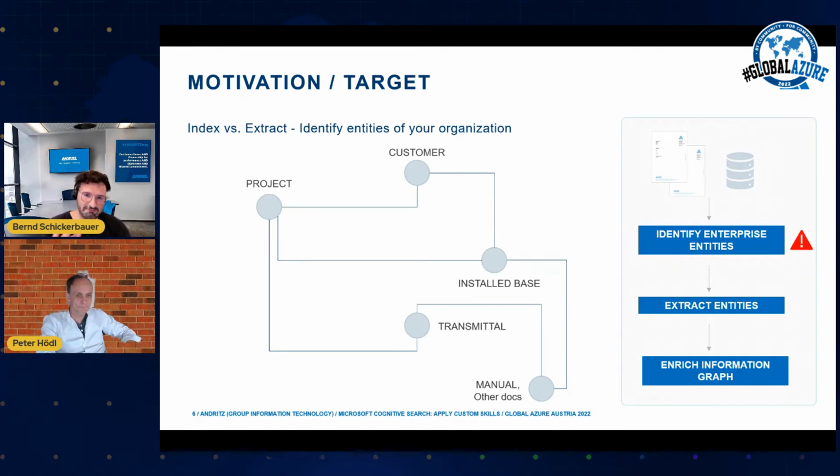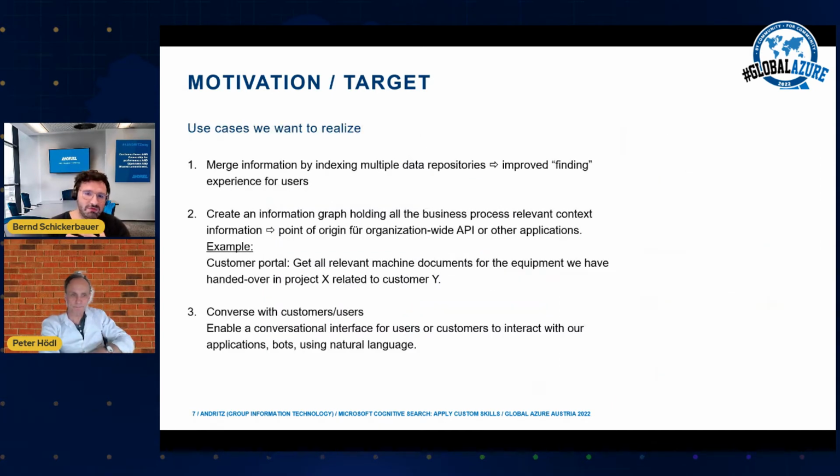But actually, why do we need that? On the one hand, of course, we want to have one wrapper which holds all the information. But we are actually hunting multiple use cases. So I will start with the second one, because this relates now to this enterprise or information graph. So what we want to do is create this information graph having all this business-relevant context information, projects, customers, and so on, to be a point of origin for APIs of the organization or other applications, a kind of mother of all information.